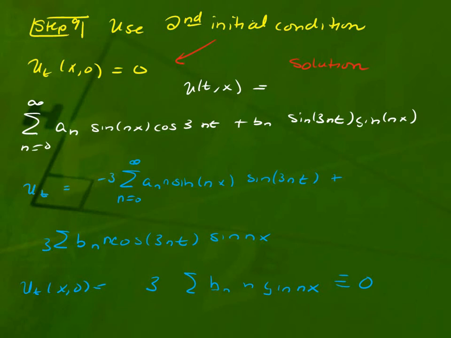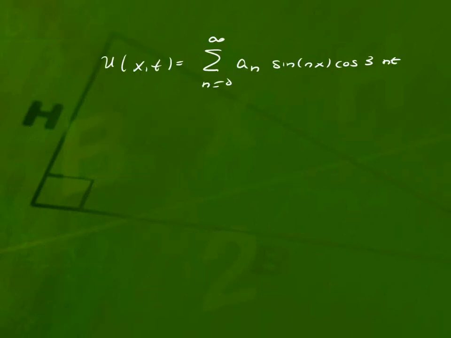I do this by calculating the derivative term by term. So just take that expression for u of t and x, and take the derivative in time term by term, which gives me this nasty looking series here. But then I set that equal to 0. And that gives me that the b_n's are all 0. So now I have a formula for u of x and t. It's just the summation of n equals 0 to infinity of a_n sine nx cosine 3nt.